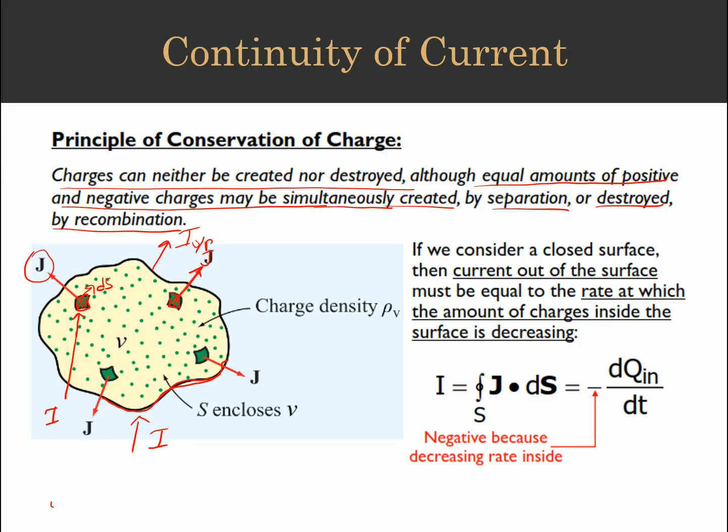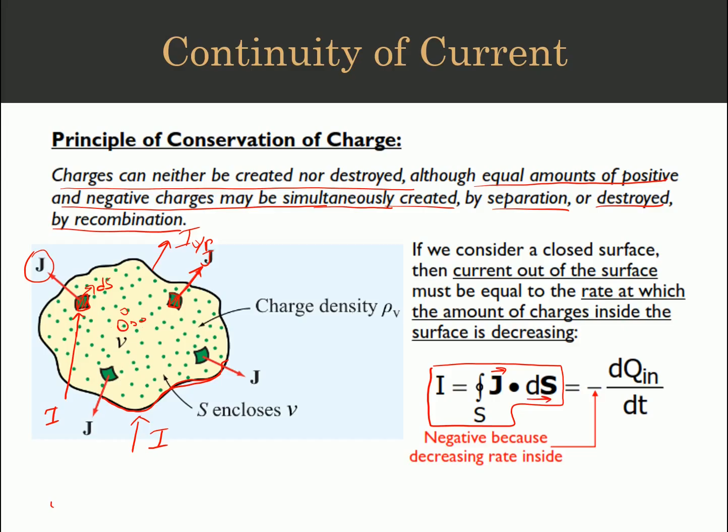Are the charges getting emptied from this surface? These green dots may represent the charges. So what is happening inside? In order to understand this, we talk about continuity of current. We say that the total amount of current entering through any surface is represented by the equation we just saw, the surface integral of the current density dot product with the differential or incremental surfaces.